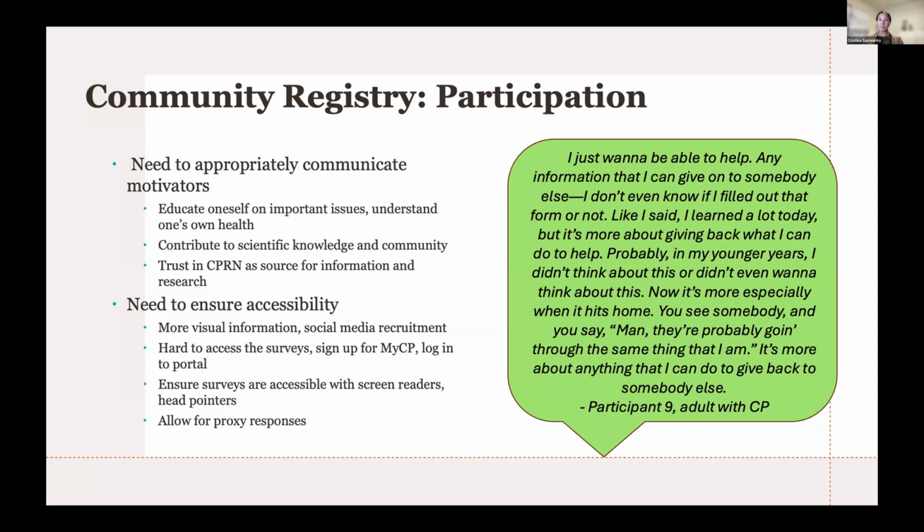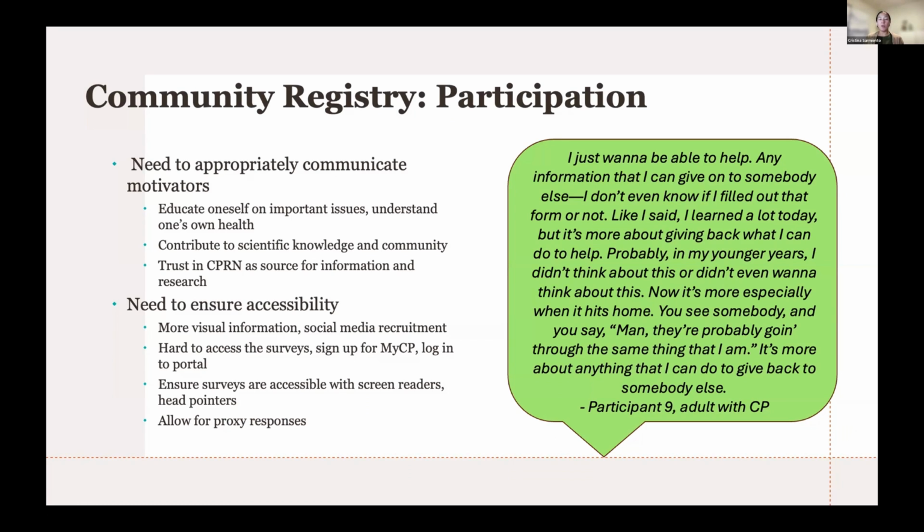However, we also need to ensure accessibility of the registry. This included suggestions like providing more visual information and enhancing social media recruitment. People shared that it was hard or challenging to access the surveys. There were a lot of steps involved in terms of signing up for MyCP, logging into the portal, and then taking the surveys. And then we also need to ensure that our surveys are accessible with things like screen readers and head pointers.